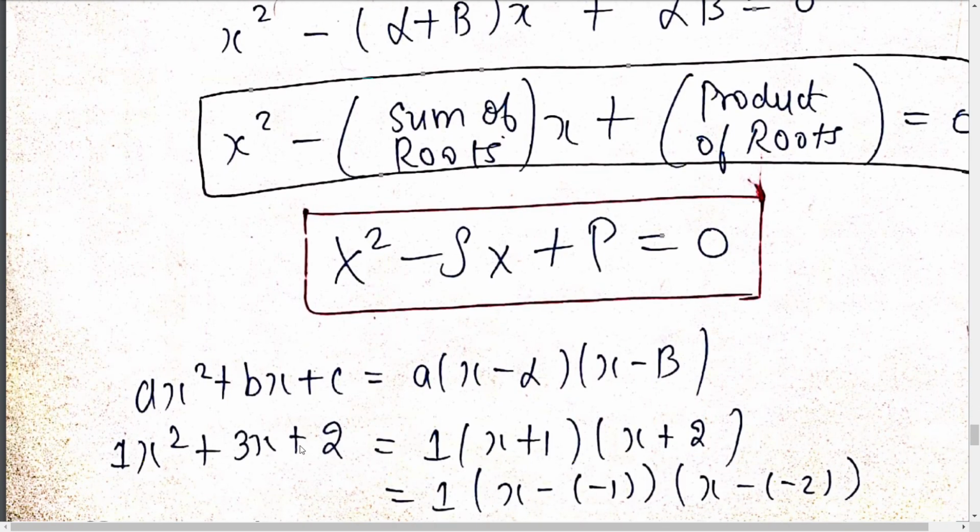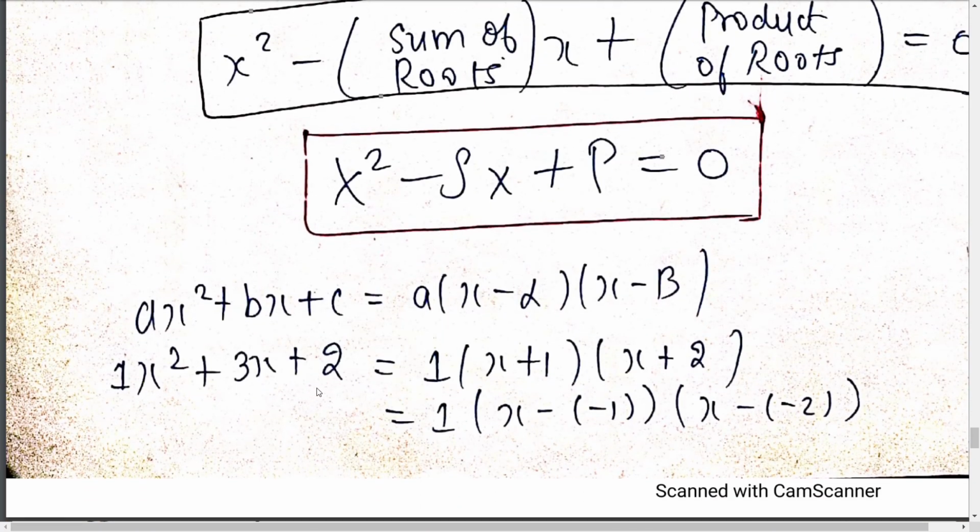So ax square plus bx plus c can be factorized as a into x minus alpha into x minus beta. This is important. This is an example for the same. X square plus 3x plus 2 can be written as, this is a, I've written 1, and its roots are minus 1 and minus 2. So x minus alpha, x minus beta, where alpha is minus 1 and beta is minus 2, right?